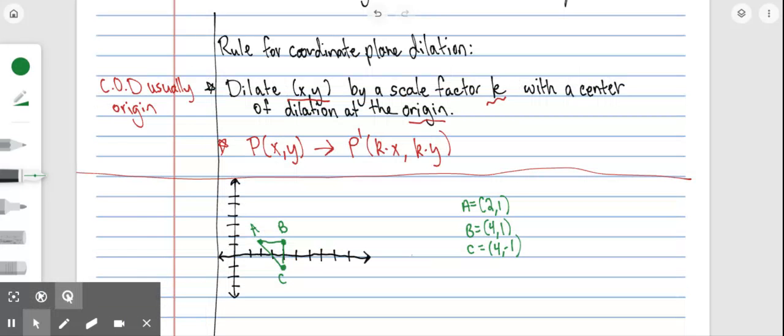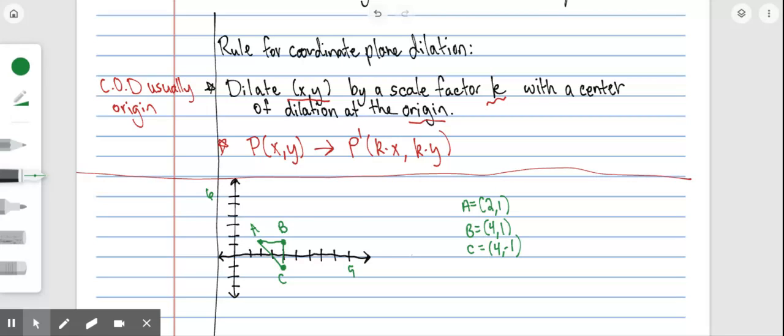In my coordinate plane, I've gone all the way up to 9 on the x-axis, and it looks like I've gone to 6 on the y-axis. So I've drawn my triangle. It's a right triangle, ABC, where A is at (2, 1), B is at (4, 1), C is at (4, -1). I want to scale this.